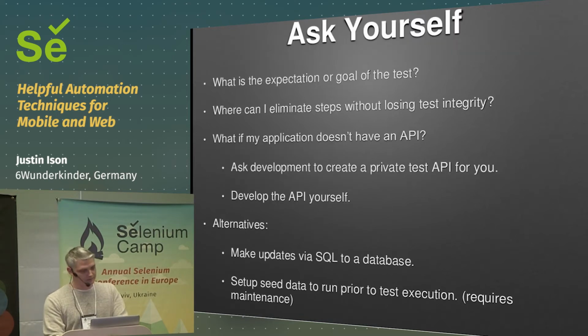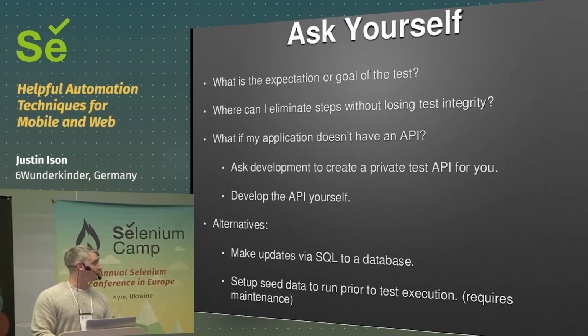So ask yourself, what is the expectation or the goal of the test? For this test, it was to get into that one red box. Where can I eliminate steps without losing test integrity? Obviously you want to make a conscious choice if you're doing this: by adding these API calls, are you going to potentially introduce a bug or miss a bug because of it? So you have to think about it and make sure that you're doing it wisely.